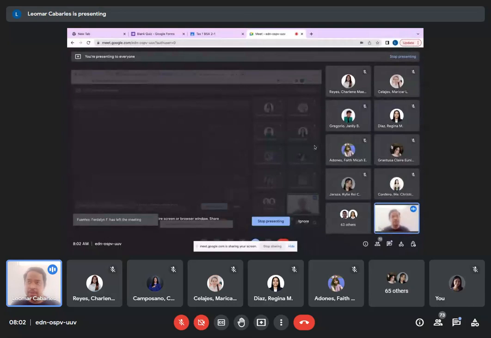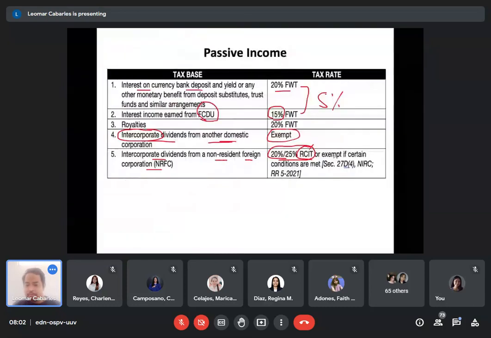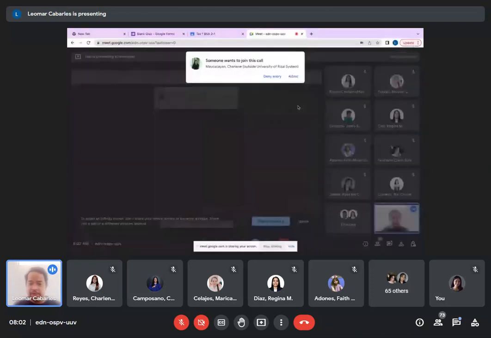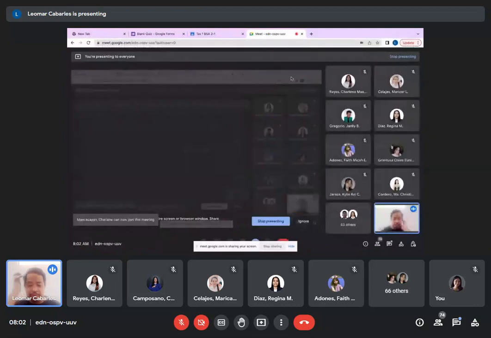Which in the case of Jollibee, that income is going to be subject to, what do you call this? 25%, no? Regular corporate income tax. However, pag na-meet daw yung certain conditions, which we will discuss later, exempt siya. Okay? Pero generally, if it's coming from non-resident foreign corporation, that is subject to regular corporate income tax.